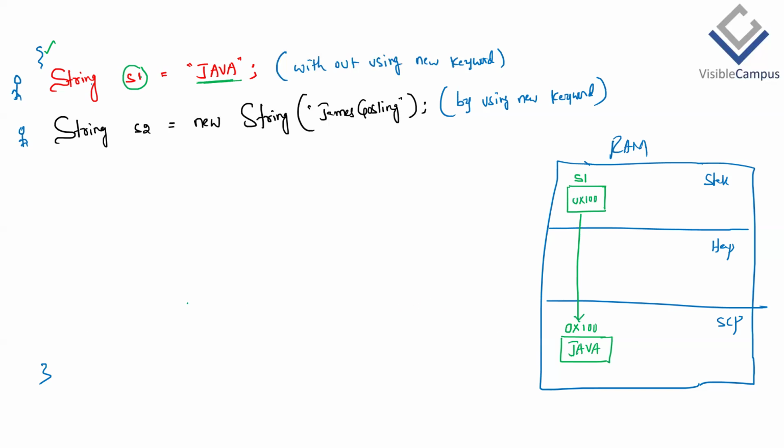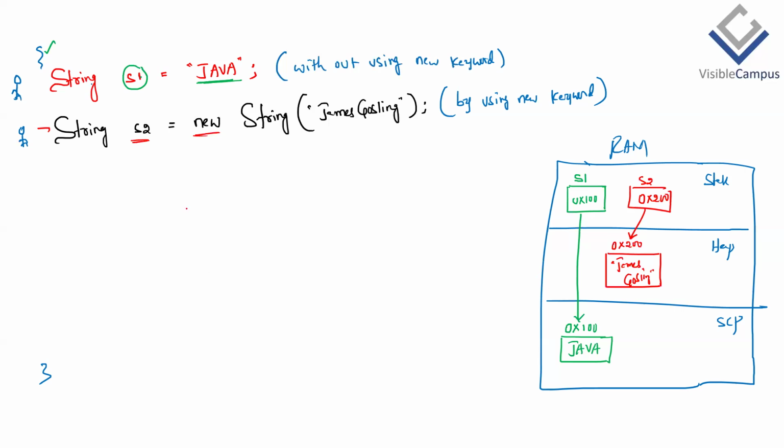That's the first line. Then when the JVM executes the second line, this is new. New means object. The object will be created in heap memory. Therefore, for the second line, the object will be created in the heap memory with a different hexadecimal address, with the value James Gosling. This variable is again a local variable, present in the stack, with the address 0x200, and it will point to that location.